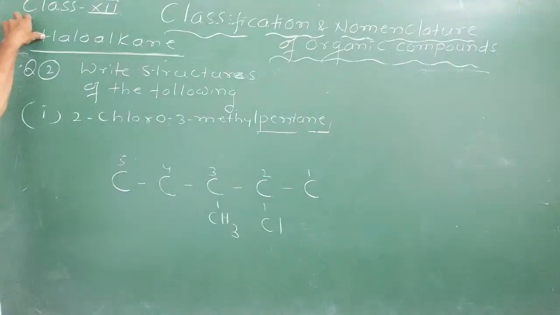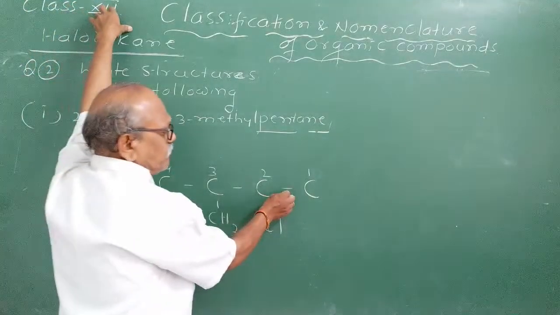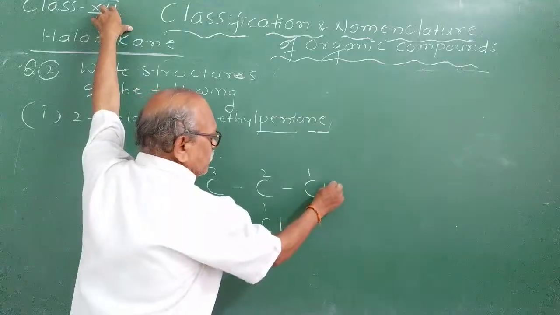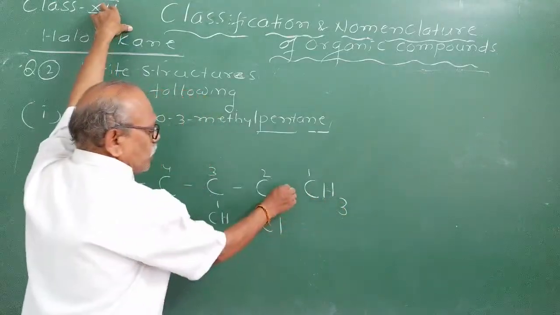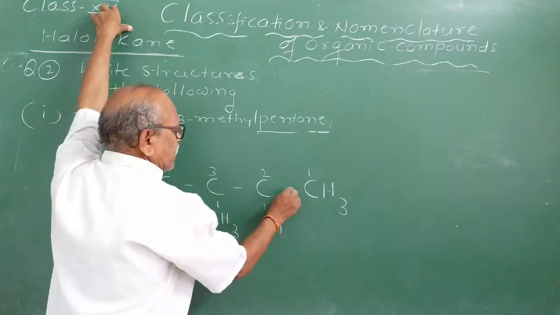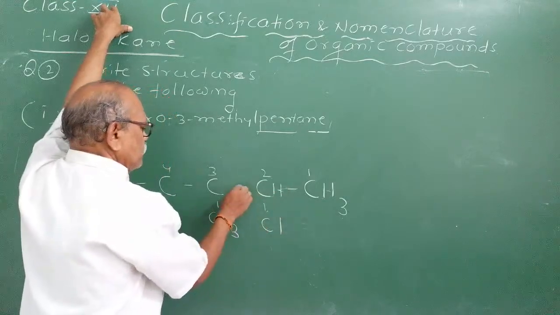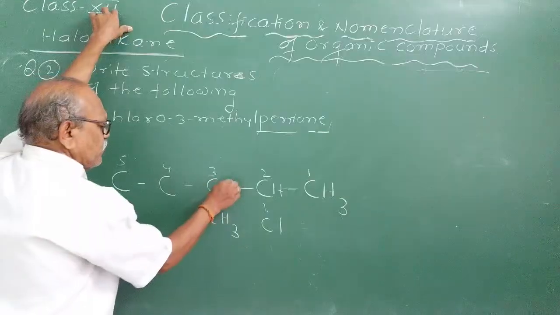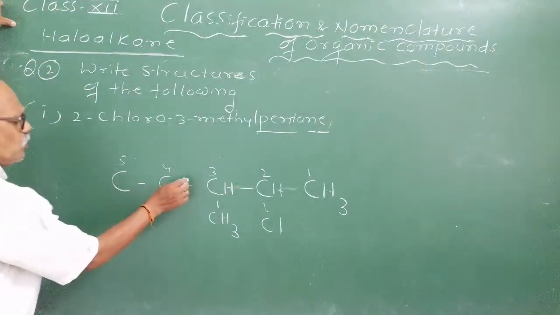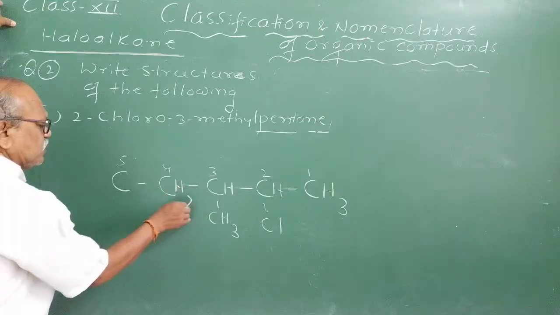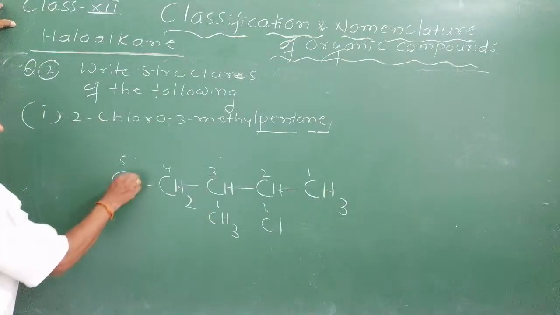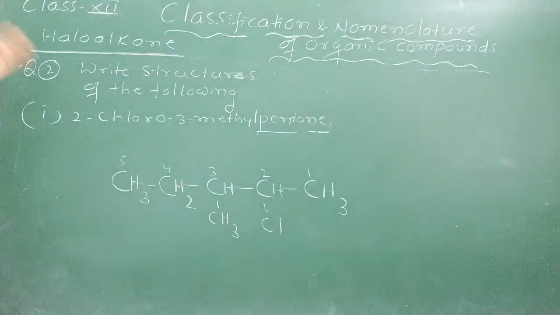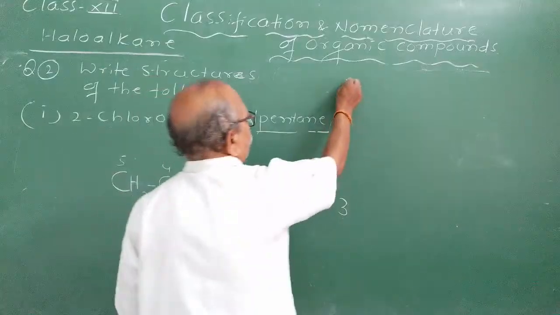Satisfy the remaining valencies with hydrogen. First carbon atom: 1 is satisfied, so you have to take CH3. For the next carbon, 1, 2, 3 are satisfied, therefore you must write CH. Then 1 and 2 are satisfied, therefore you write CH2. 1 is satisfied, therefore you write CH3. This is how, given the IUPAC name, you must be in a position to write the structure of it.